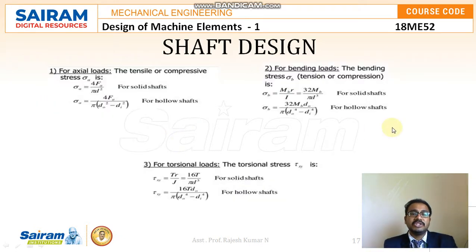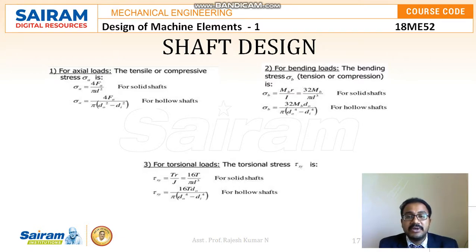When we speak about shaft design, we have three basic categories: axial loads, bending loads and torsional loads. We need to remember the formulas for both solid and hollow shafts. First, let me discuss the formulas for the axial load. For the solid shaft, it is 4F divided by pi d square, and for the hollow shaft, it is 4F divided by pi into d o square minus d i square, where d o and d i indicate the outer diameter and the inner diameter. For the bending loads, even for tension and compression, it is the same case.